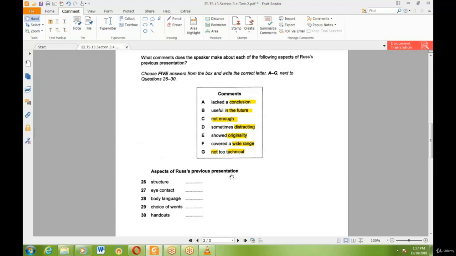Then next they're going to say something about eye contact. Pick the synonym answer that matches for what they said. Next, body language. They're going to say something about body language. What's the synonym match? Choice of words. What's the synonym match? That's what you're doing over and over again. All right, so here it is. Please listen.